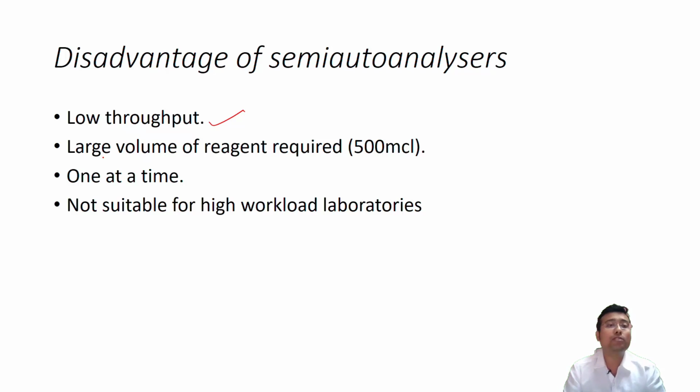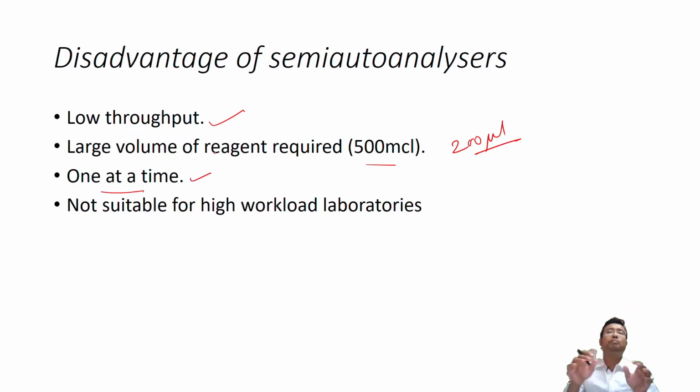Next, large volume of reagent required. See, this same point we used as an advantage in the earlier section, but compared to an automated analyzer, the required volume of reagent is much more. In an automated analyzer, we can use as low as 200 microliter of reagent, but in semi we need at least 500 microliter.